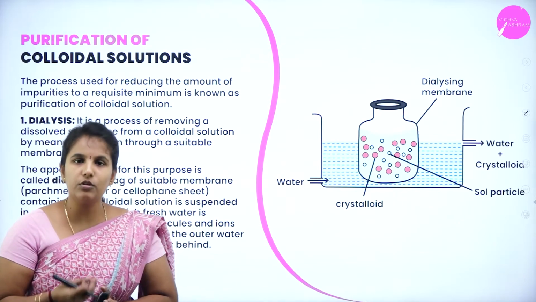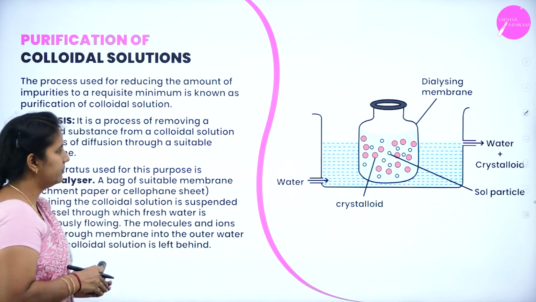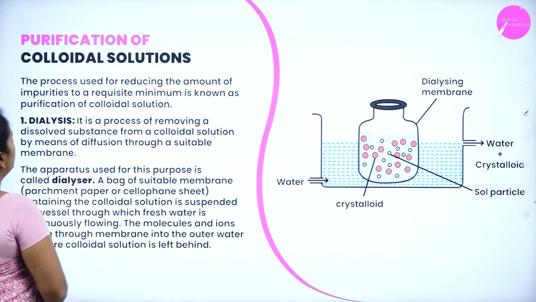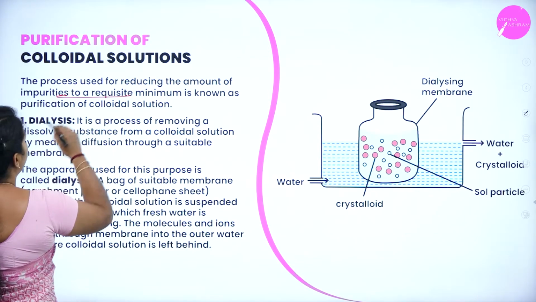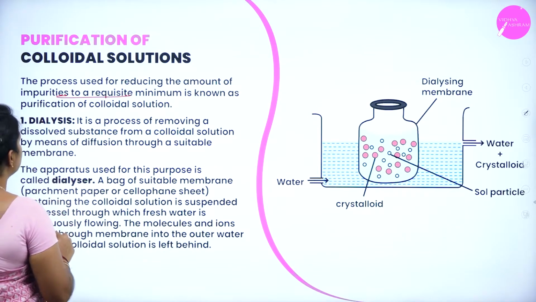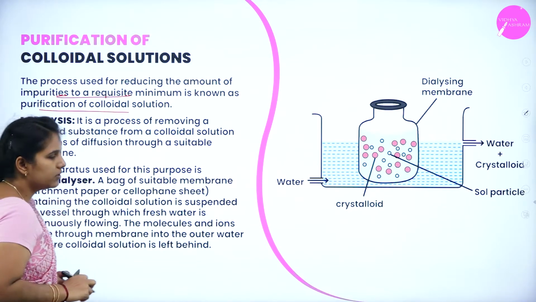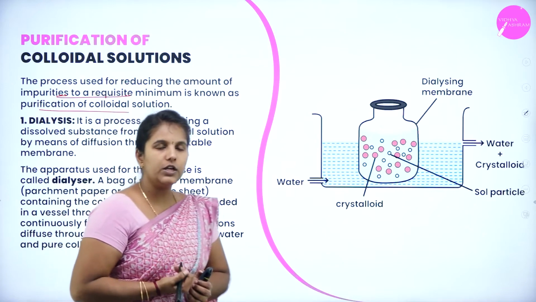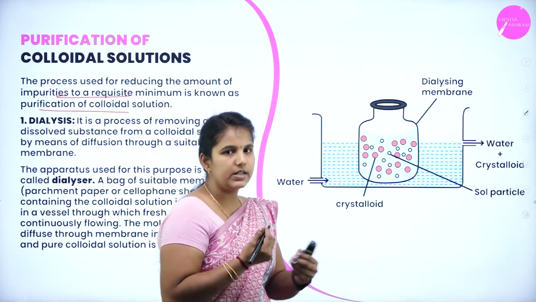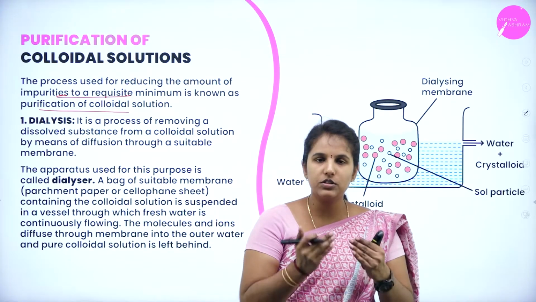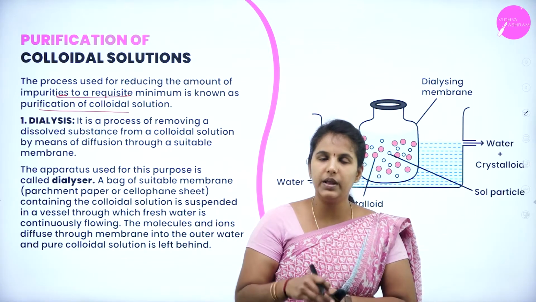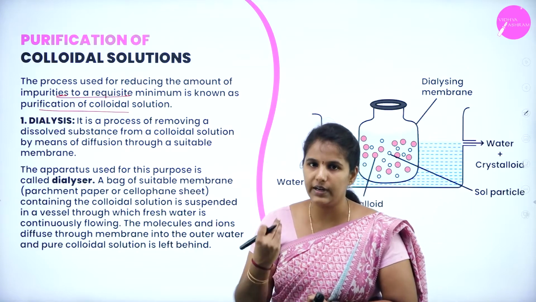How do we purify the colloidal solution? Let us understand. The process which is used for reducing the amount of impurities to the minimum is known as purification of colloidal solution. Purification of the colloidal solution, in the sense, is nothing but reducing the impurities to the minimum level. That is said to be purification of the colloidal solution.